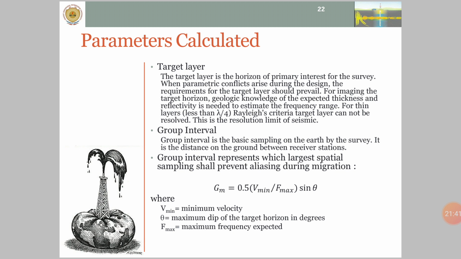The group interval is the basic sampling on the earth by the survey. It is the distance on the ground between receiver stations. Group interval represents the largest spatial sampling that shall prevent aliasing during migration. GI max is given as 0.5 Vmin by Fmax sin theta. Vmin is the minimum velocity in the beds, theta is the maximum dip of the target horizon in degrees, and Fmax is the maximum frequency expected.